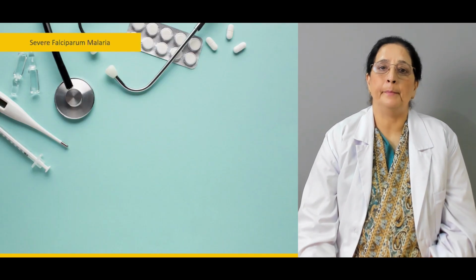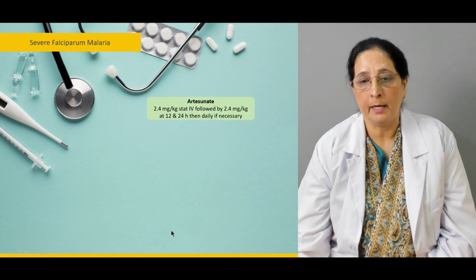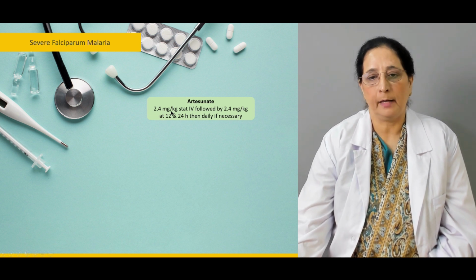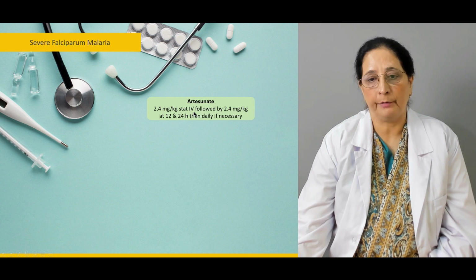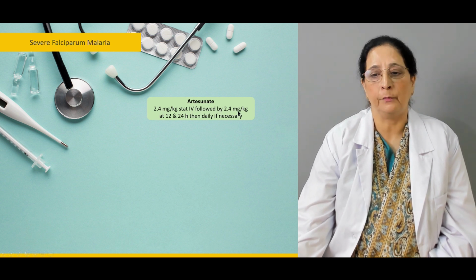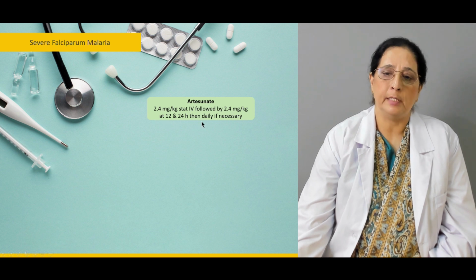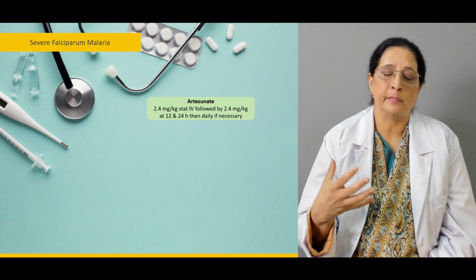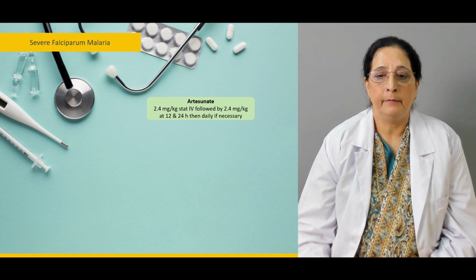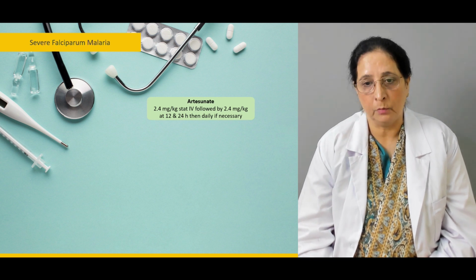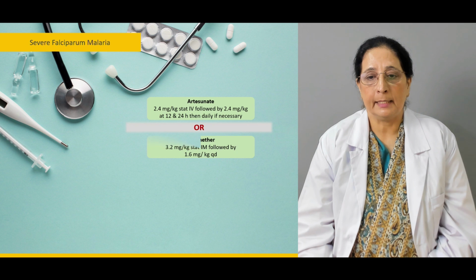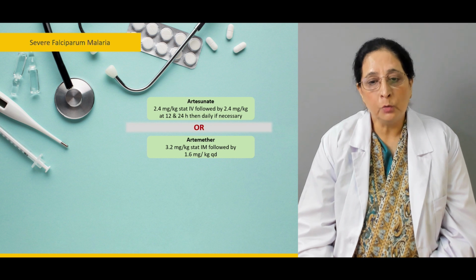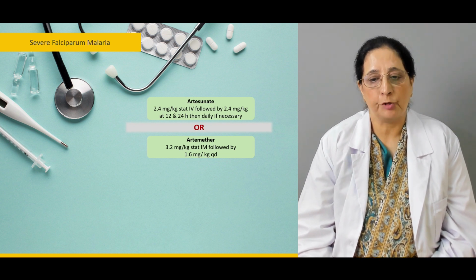Severe falciparum malaria, what will be the treatment? Artesunate 2.4 milligram per kilogram stat intravenously, followed by 2.4 milligram at 12 and 24 hours. So now you see, very severe Plasmodium falciparum malaria, we give it stat intravenously to control that. Or we can give artemether 3.2 milligram per kilogram stat intramuscularly.